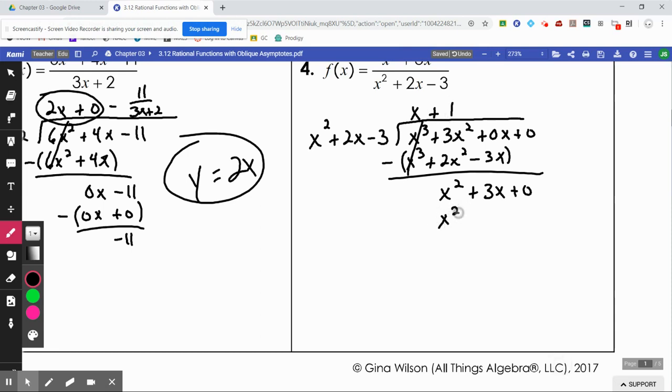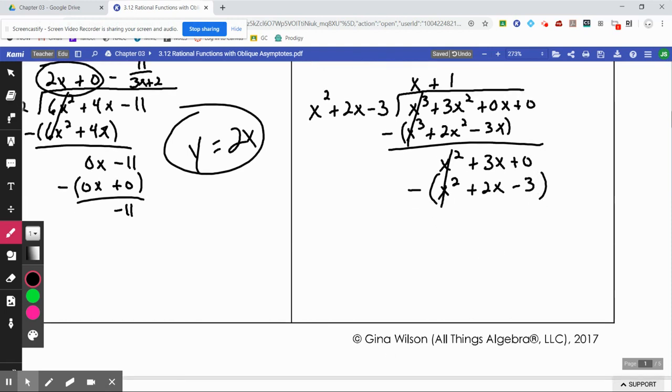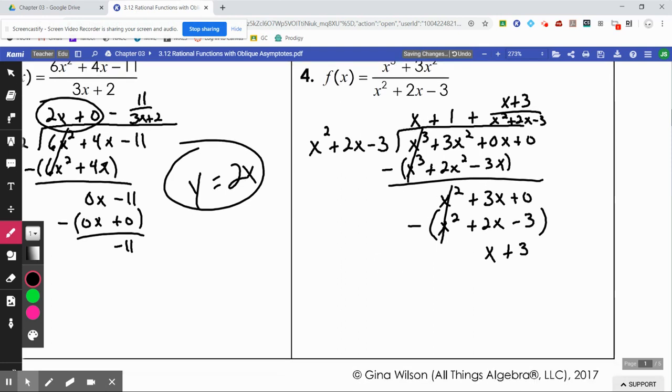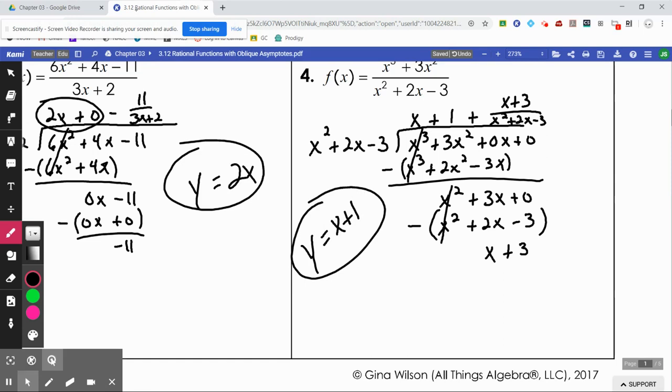Distribute that out, gives you x squared plus 2x minus 3. When you subtract that, it cancels. 3x minus 2x gives you 1x, 0 minus negative 3 gives you plus 3. So that gives you plus (x plus 3) over (x squared plus 2x minus 3). So that's what you get when you divide. However, just for the oblique asymptote, we're only worried about the quotient. So y equals x plus 1.